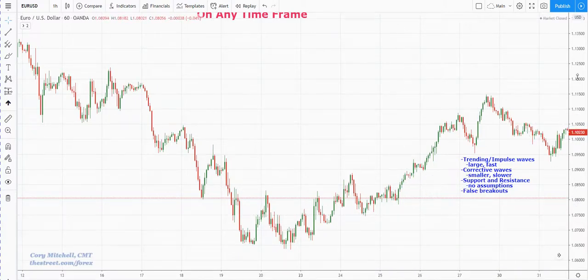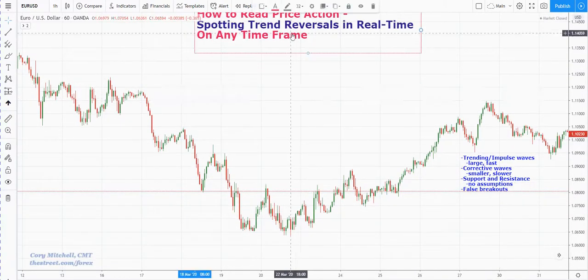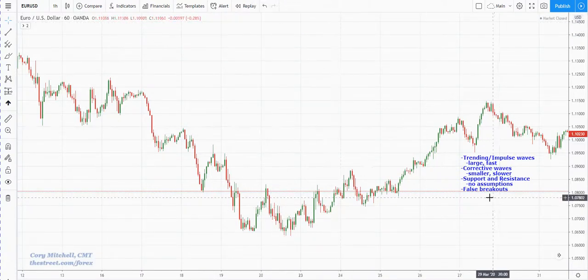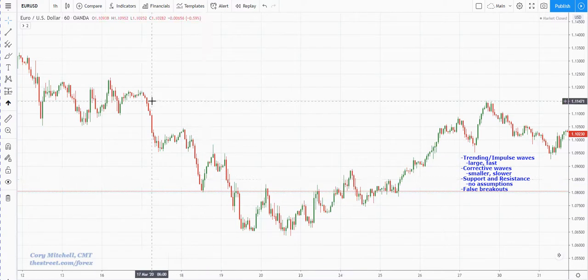So when we talk about trends, we are going to talk about impulsive and corrective waves, and impulsive or trending waves are bigger waves and corrective waves are smaller waves. So corrective and impulsive waves, or trending waves, are what allow the price to make progress in one direction, because trending waves are bigger and corrective waves are smaller.